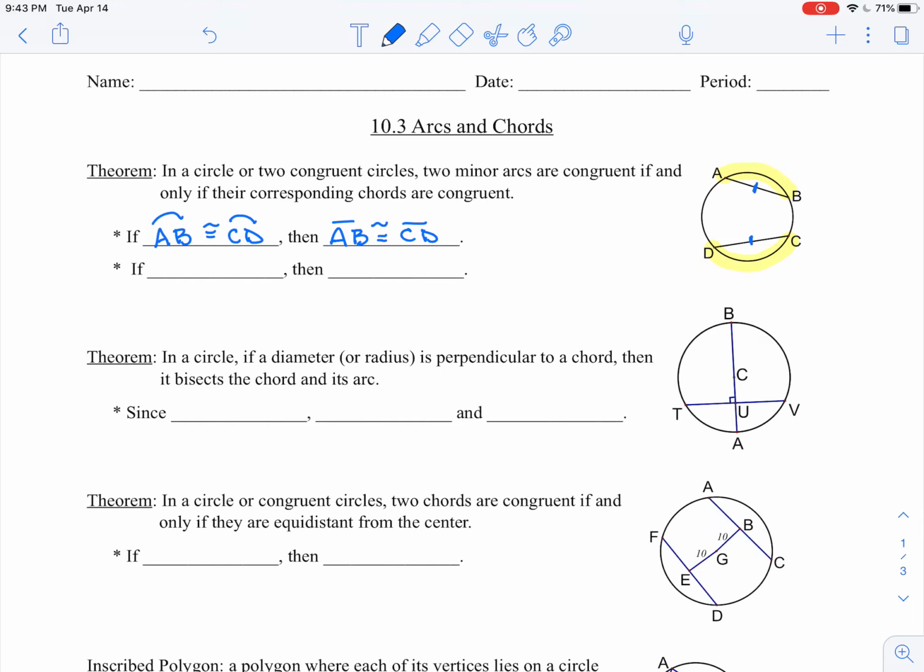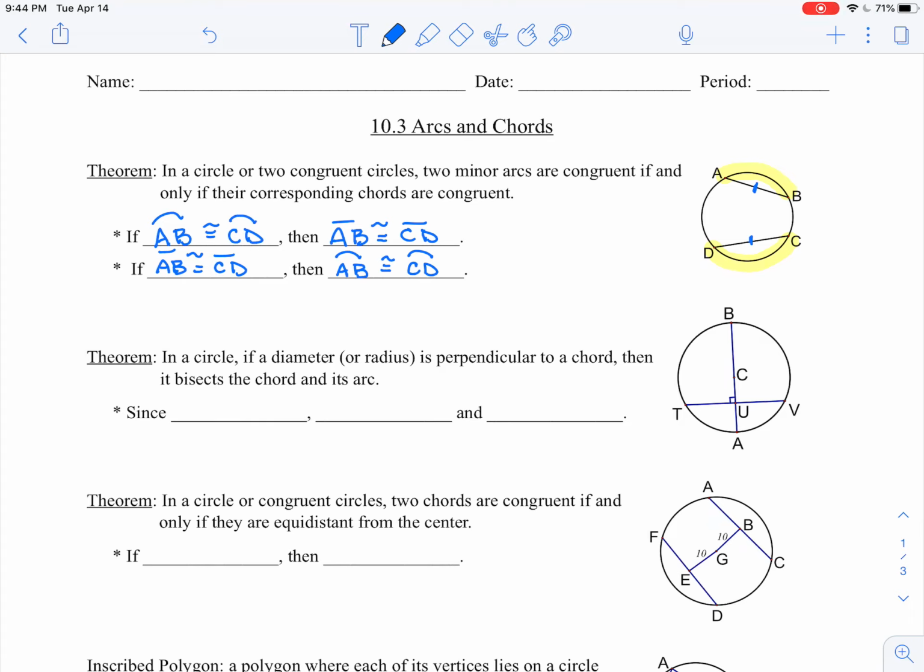The converse is also true. If I know about the lengths of the two chords, if line segment AB and line segment CD are congruent, then the corresponding arcs must be the same size too. So arc AB would be congruent to arc CD.